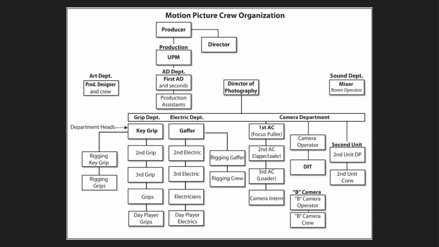What you're looking at right here is an organization chart of a motion picture crew. Specifically, we're going to be concerned with the director of photography and the departments that report to the director of photography. As a matter of fact, the director of photography is the head of the camera department, but they also supervise the grip department and the electric department. So you can see how this is arranged.